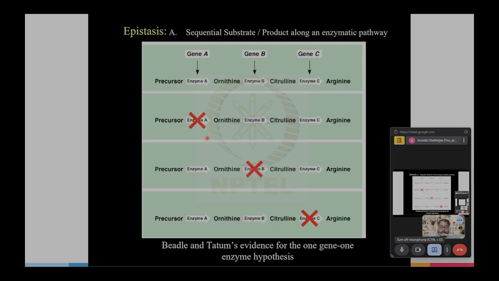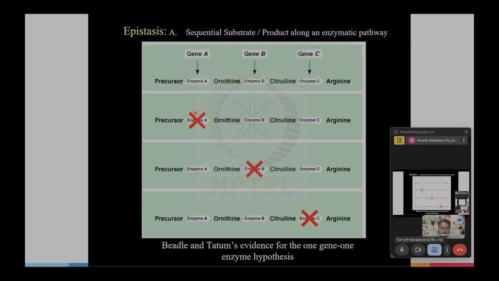Whichever single mutant phenotype is equivalent to the double mutant phenotype is known as the epistatic gene. So gene A is epistatic over gene B because the double knockout looks like gene A.